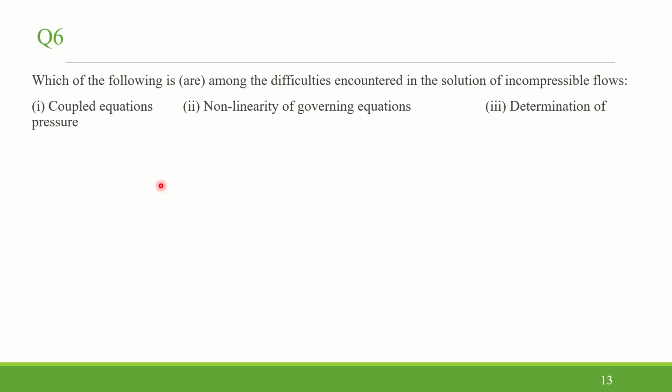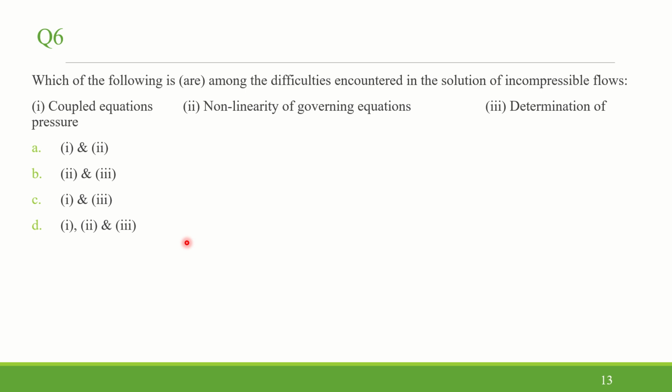So now we will first look at the options and then talk about the answer. Option A is 1 and 2. Option B is 2 and 3. Option C is 1 and 3. Option D is 1, 2 and 3. So which of the following is among the difficulties encountered in the solution of incompressible flows? First one, coupled equation; second one, non-linearity of governing equations; and third one, determination of pressure.